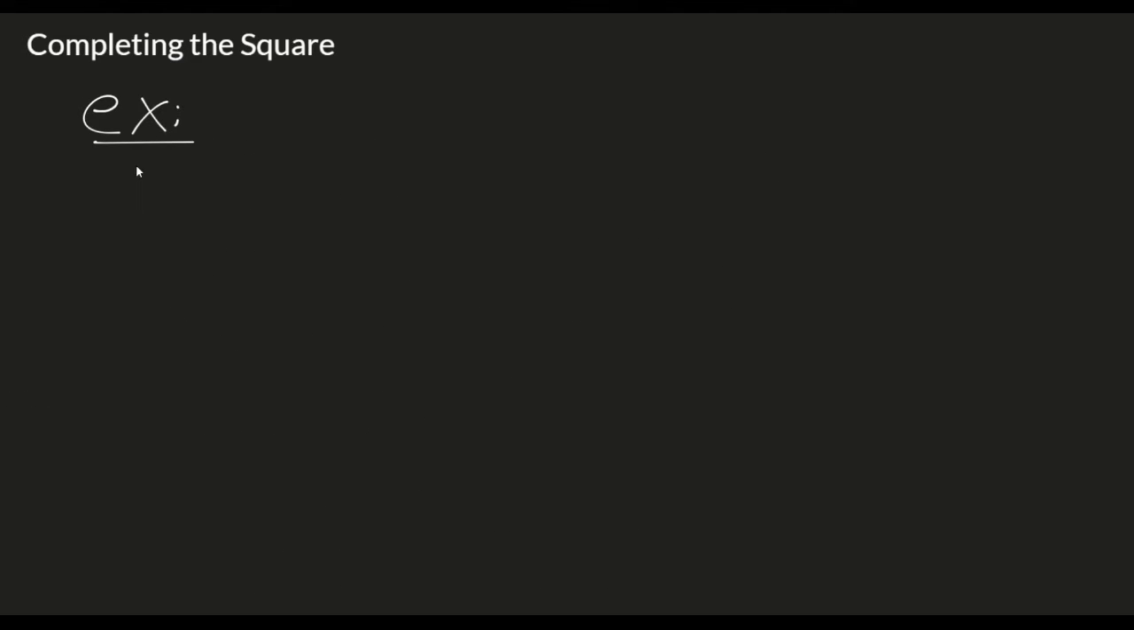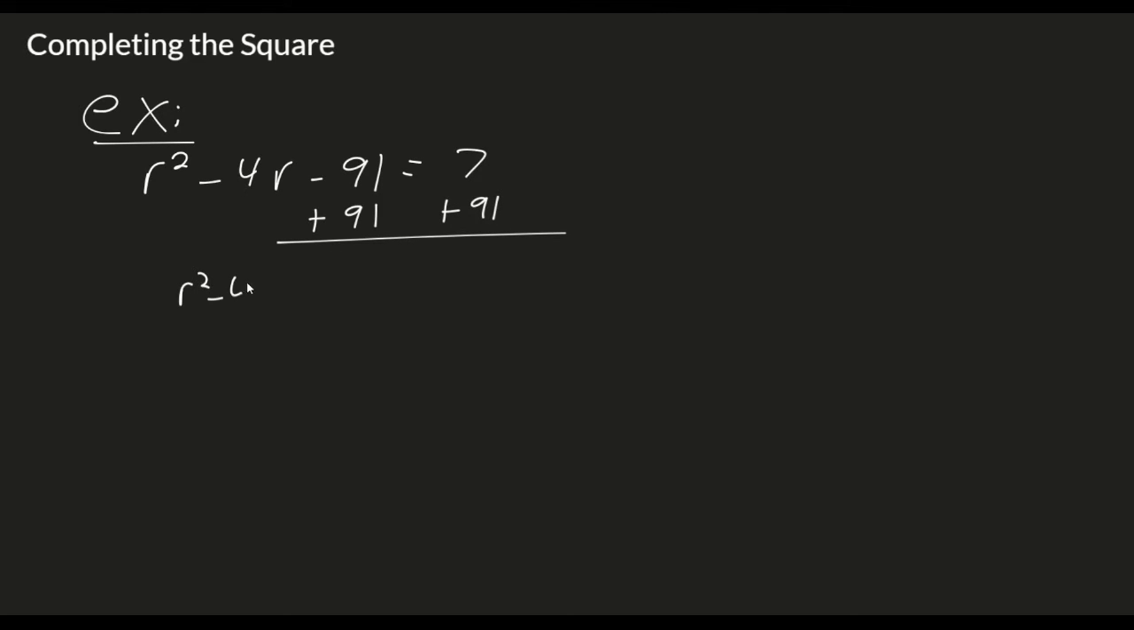Next up, we have r squared minus 4r minus 91 equals 7. As we did in the last example, I'm going to go ahead and move my constant attached to the quadratic to the other side of the equal sign. So I'm going to push 91 to the right, and I have r squared minus 4r equals 98.